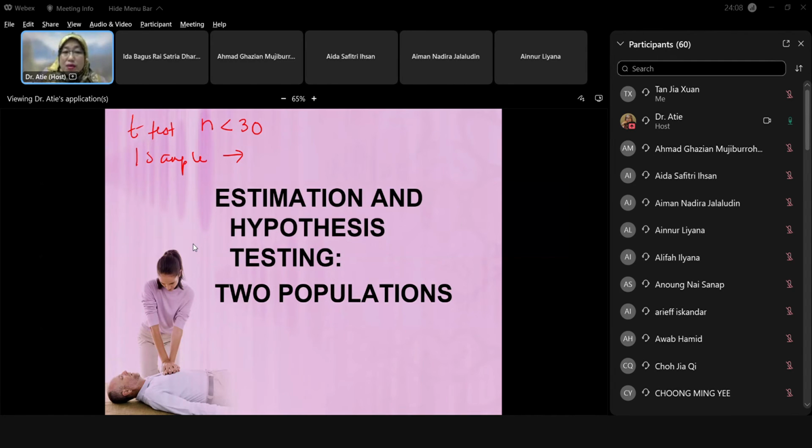Today we are going to do the next topic, which is regarding two populations. Instead of having just one sample, now we have two populations and we are going to take two samples, one sample from each population. We are going to do the same thing: estimate and then do hypothesis testing. I'll show you how to do it manually and also using SPSS.